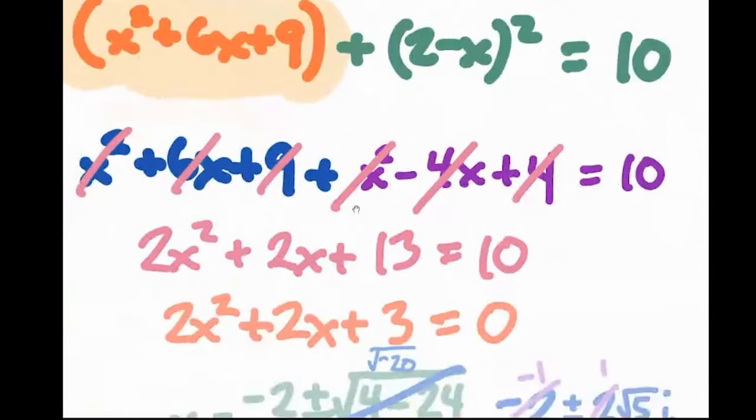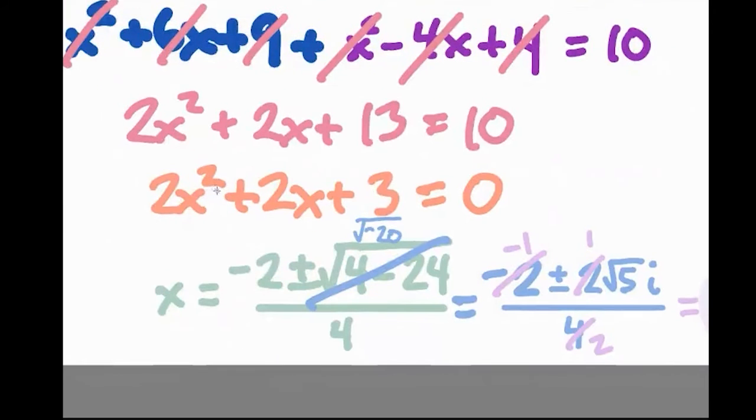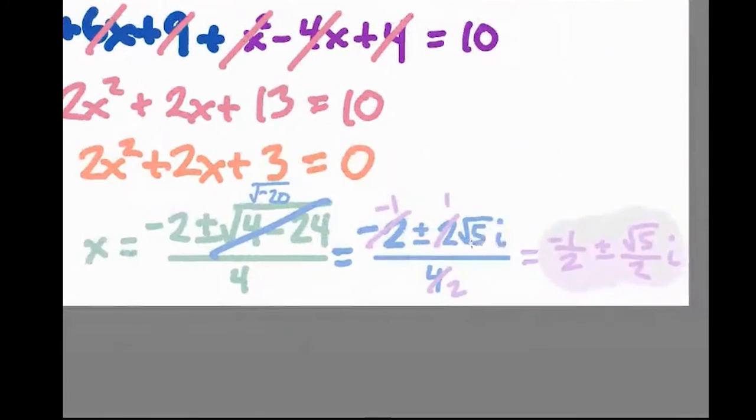And then I simplified everything. The x squared and x squared were 2x squared. 6x and negative 4x is 2x. 9 plus 4 is 13 equals 10. Subtract 10 from both sides. That becomes a 3. And then the last thing is just the quadratic formula. So you just use that, and that's what you end up getting there.